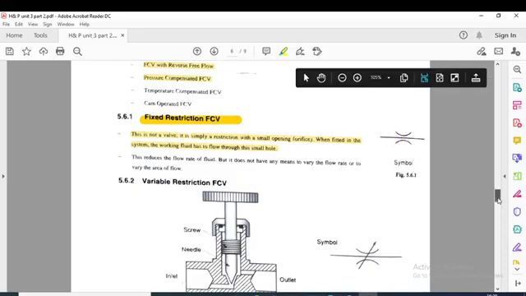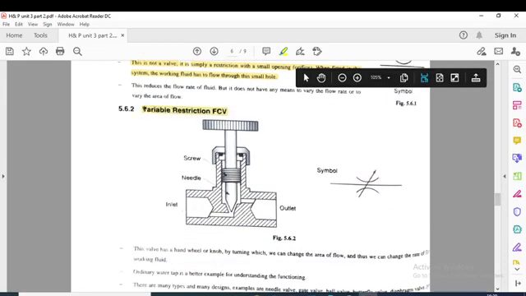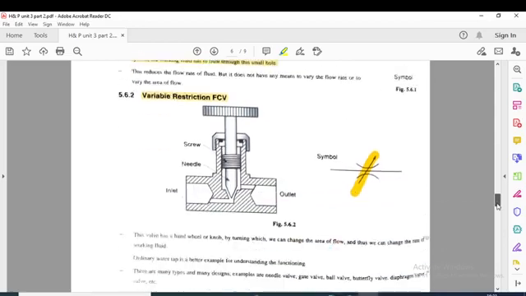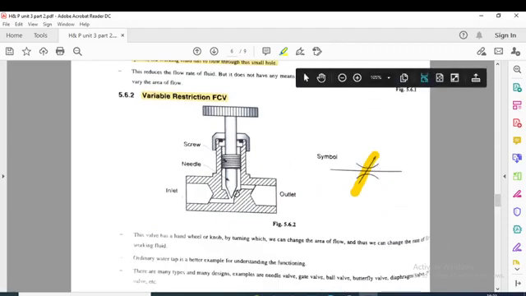Then we have another type, which is the variable restriction flow control valve. As this is a variable restriction, we attach this arrow to the symbol of the fixed restriction flow control valve, and this arrow represents the variability in the restriction of the flow. Here the variable restriction is provided with this screw type arrangement, so we can adjust the restriction to the flow by using this screw. By turning it upward and downward, we can adjust the restriction to the flow. Hence we name it the variable restriction flow control valve here.